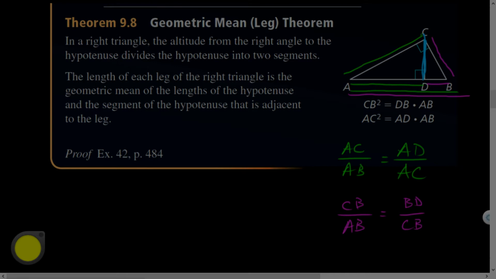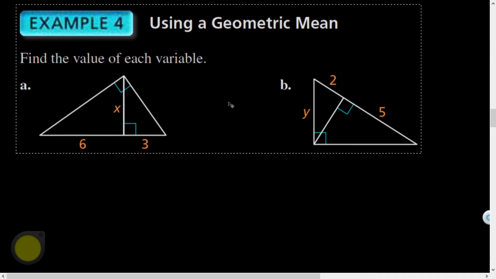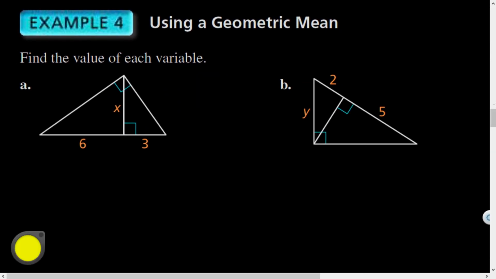Takes a little bit more practice. Oh, I hit save instead of copy. Here we go. So let's take a look at this example. Let's see if we can put these to use. All right, using a geometric mean, find the value of each variable.